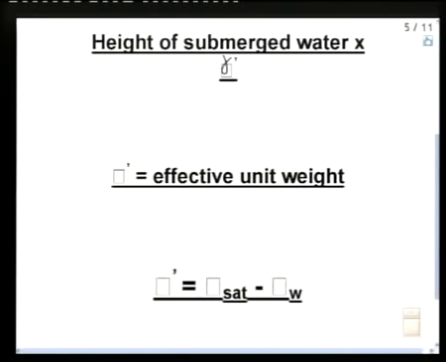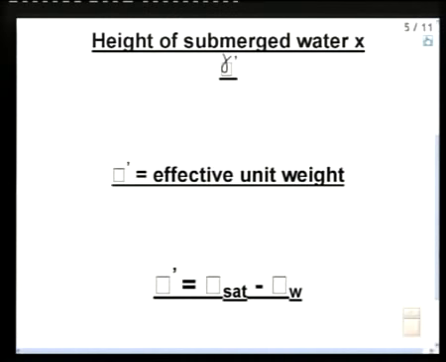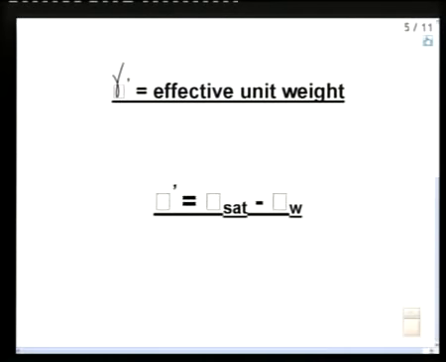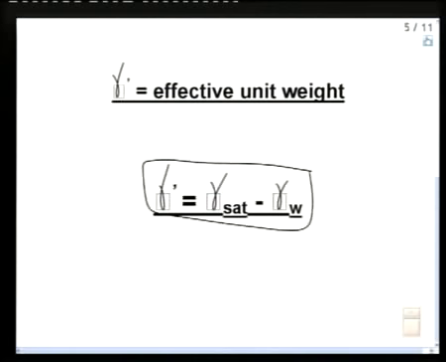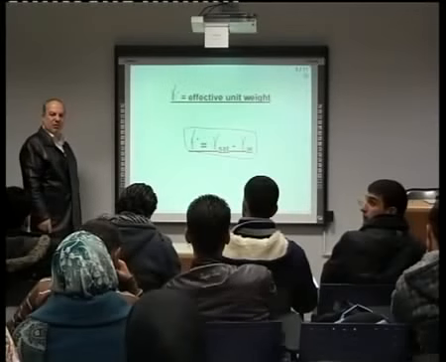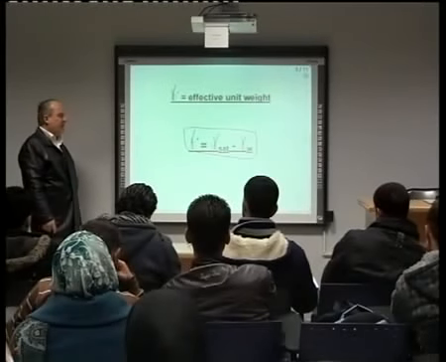Height of submerged soil multiplied by gamma effective. This is called effective unit weight. What is effective unit weight? It's gamma saturated minus gamma water. You should remember this well. Gamma effective equals gamma saturated minus gamma water. This is very important. You should memorize it and know it well.